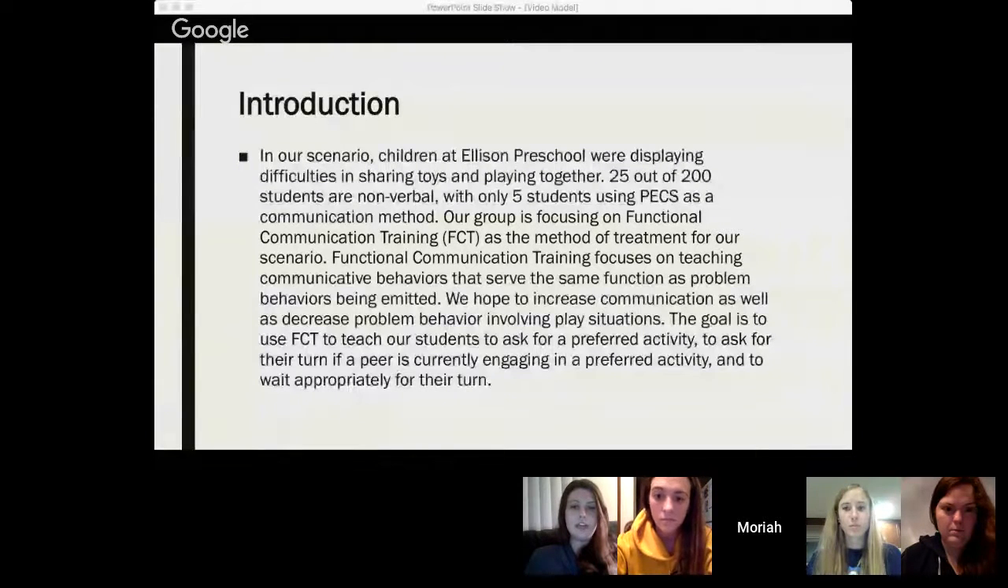Functional communication training focuses on teaching communicative behaviors that serve the same function as problem behaviors being emitted. We hope to increase communication as well as decrease problem behavior involving play situations. The goal is to use functional communication to teach our students to ask for a preferred activity, to ask for their turn if a peer is currently engaging in a preferred activity, and to wait appropriately for their turn.